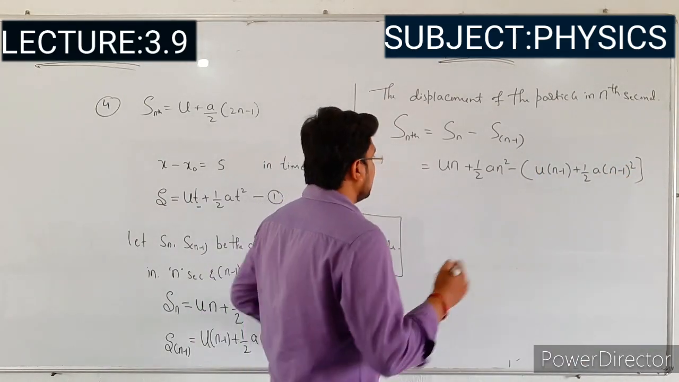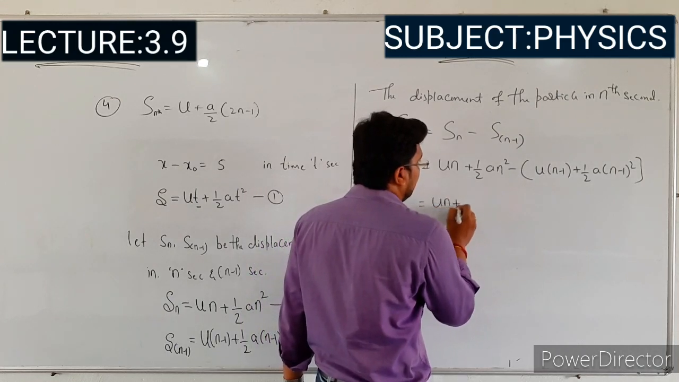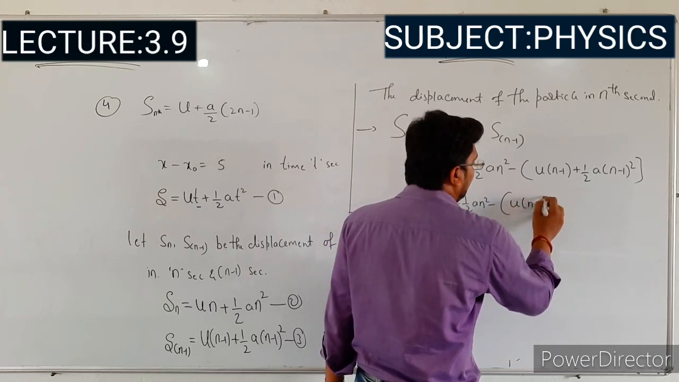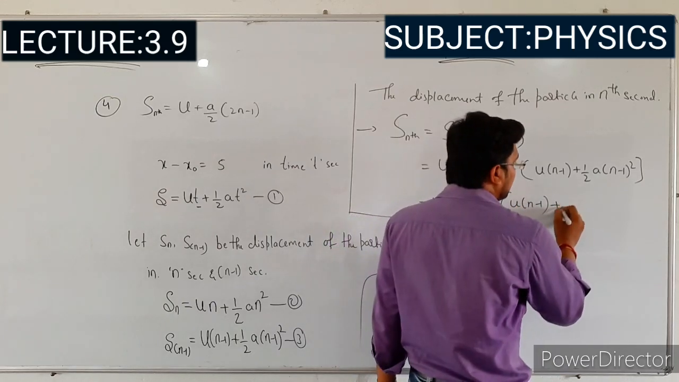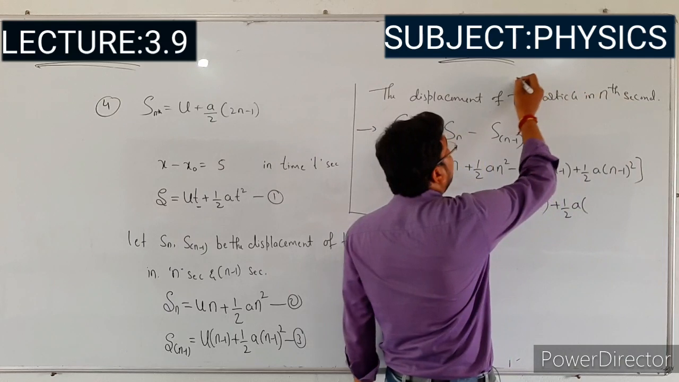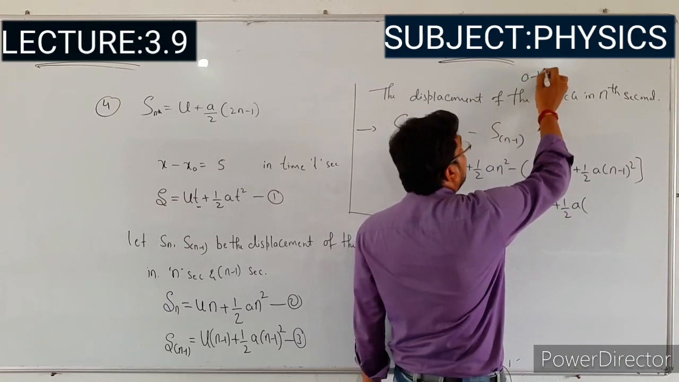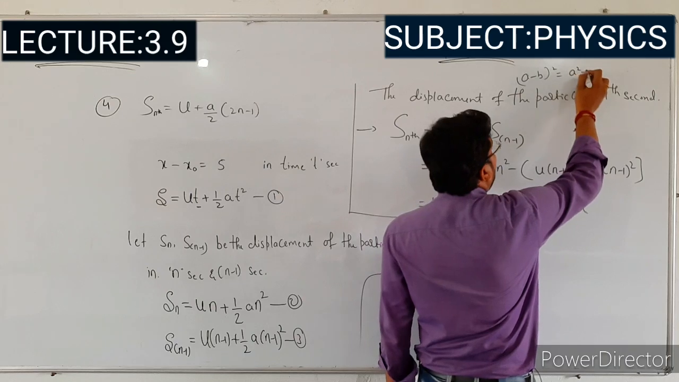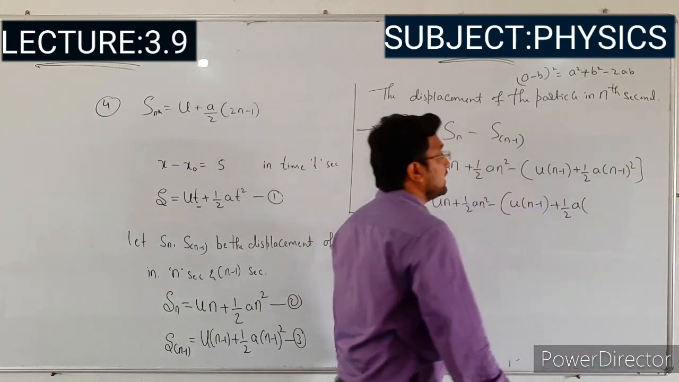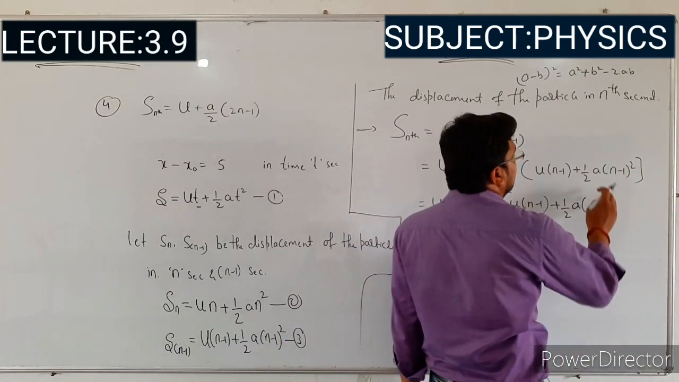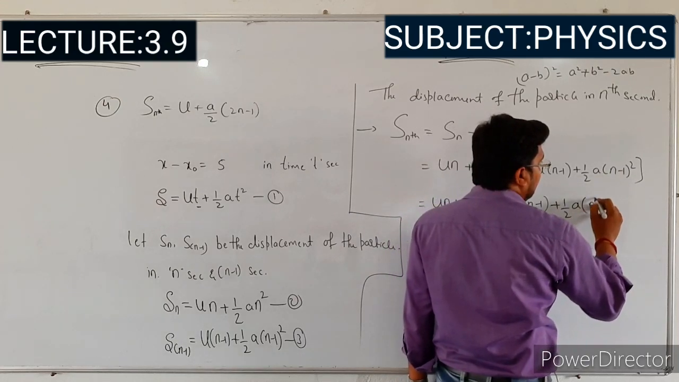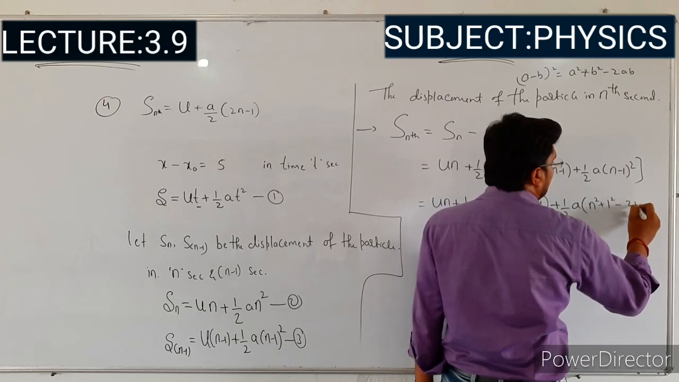Simplify this. Keep u into n plus 1 by 2 a into n square as it is, minus u into bracket of n minus 1 plus 1 by 2 a, and this is in the form of a minus b whole square. The a minus b whole square formula is a square plus b square minus 2ab. In place of a there is n, in place of b there is 1, so it becomes n square plus 1 square minus 2n.